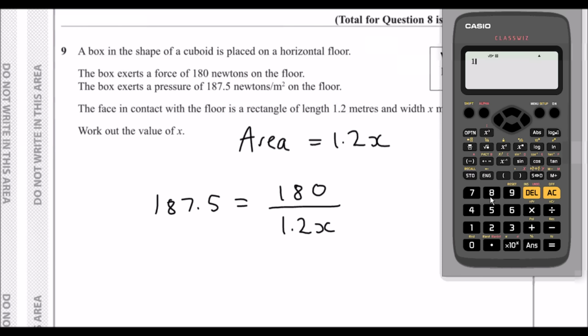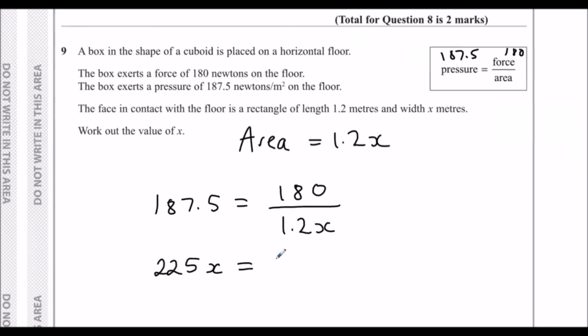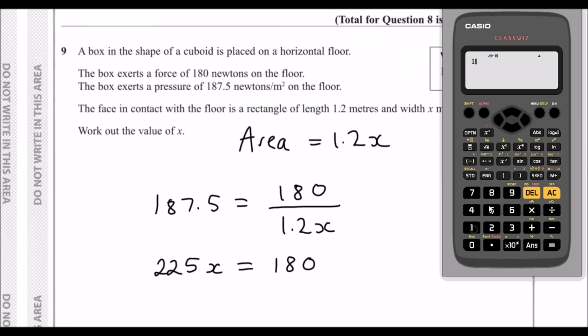So 187.5 times 1.2 is 225. So 187.5 times 1.2x is 225x. Now we want x by itself. At the moment it's multiplied by 225, so let's divide both sides by 225. So 180 divided by 225 is 4/5 or 0.8. So that's our answer. That's the width, 0.8 meters.